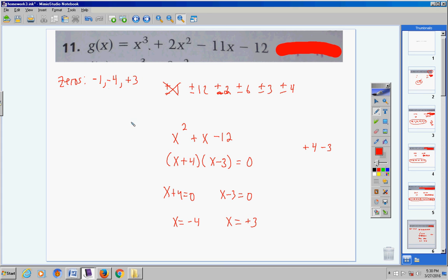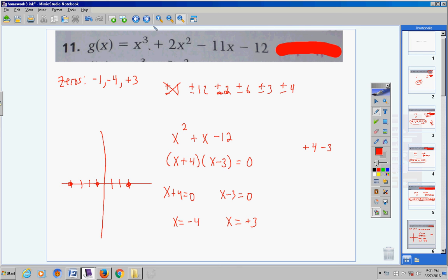So if you were to graph this, which we're going to do later before the chapter's over, you would have an x-intercept at negative 1, an x-intercept at negative 4, and an x-intercept at positive 3. Okay? That's what these zeros are. They're x-intercepts.